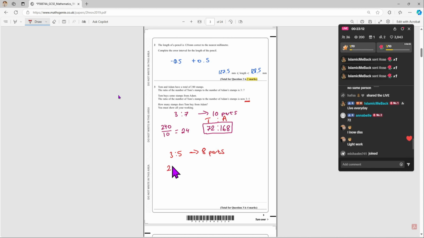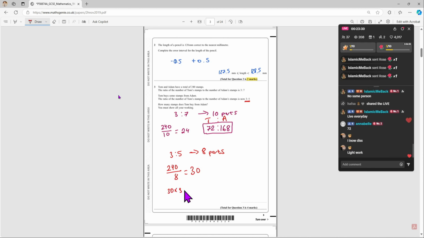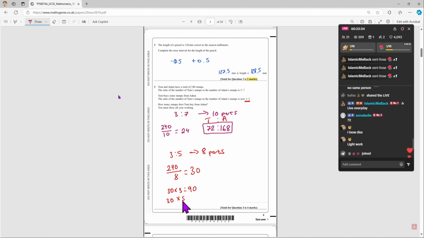So if we do 240 divided by 8, that is 30 stamps per one part of the ratio. So we're going to do 30 times 3 to give us 90, and then 30 times 5 to give us 150. So that is going to be the ratio 90 to 150.